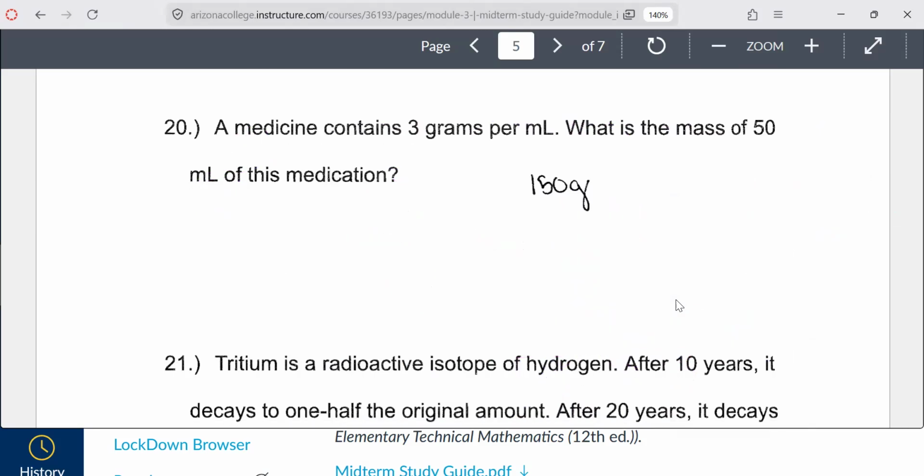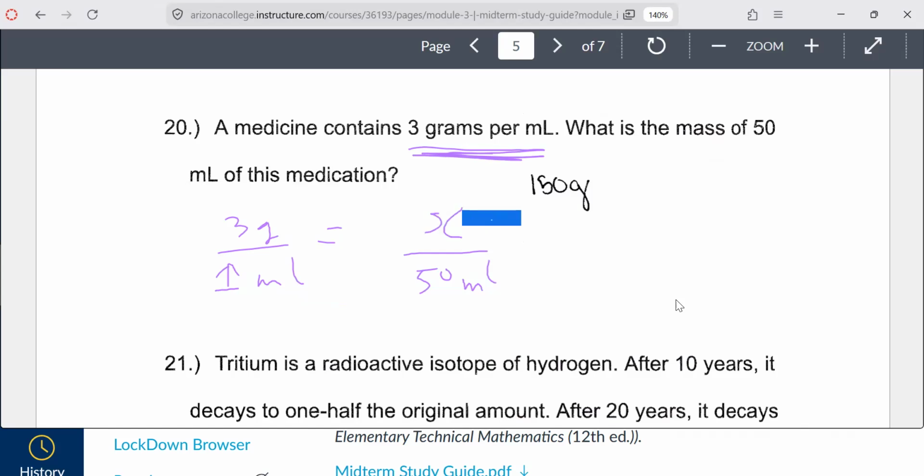Now 20, I'm going to set it up, and then you can finish it. So you've got 3 grams. A medicine contains 3 grams per ml, which is 1 ml, equals. And then you've got, what is the mass? So you're looking for the grams. What is the mass of 50 ml? So I've got 50 ml, and then you're trying to find your X.